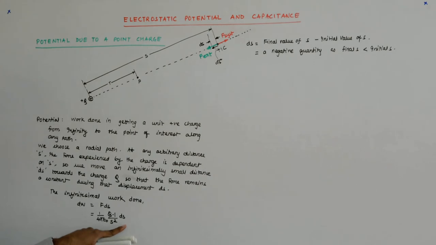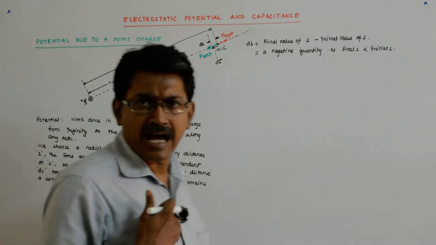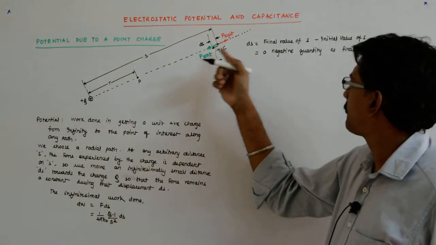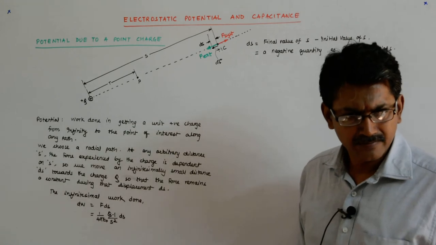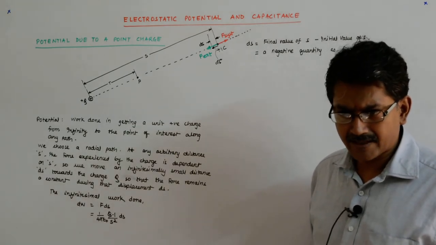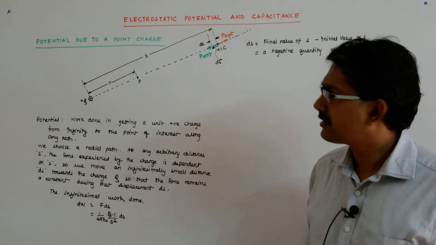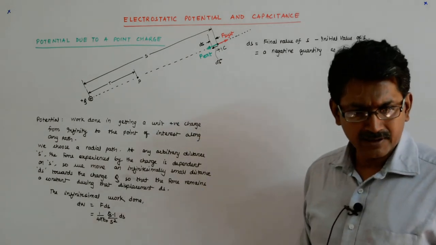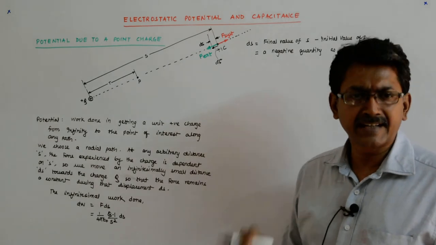So ds is negative. I do not want this to be negative. Why? Because I am doing the work. F dot ds is not negative. Why? Because F and ds are in the same direction. Understand? F external and ds, they are in the same direction. So their dot product will not be a negative thing.